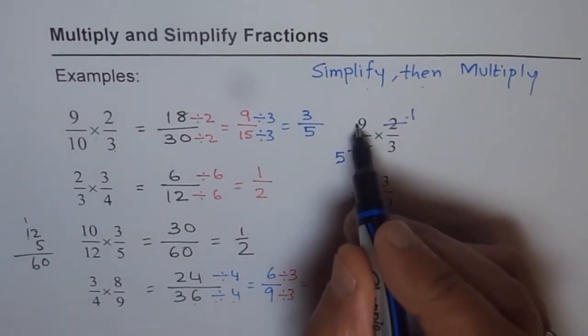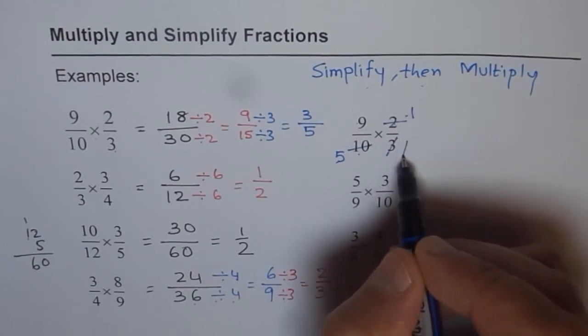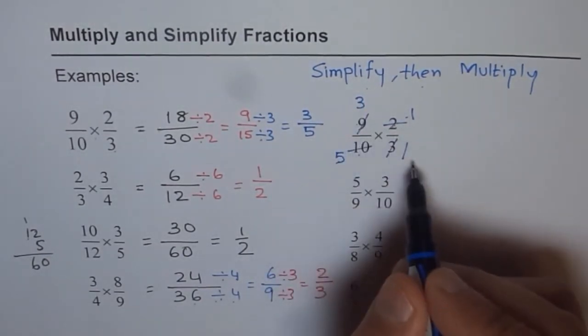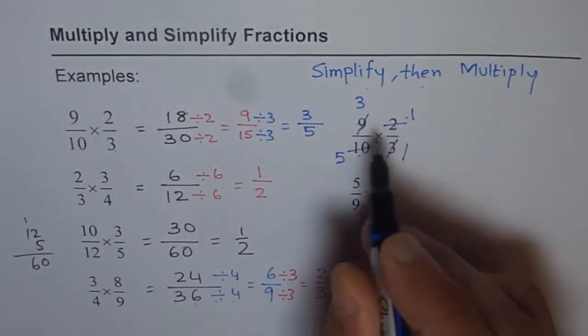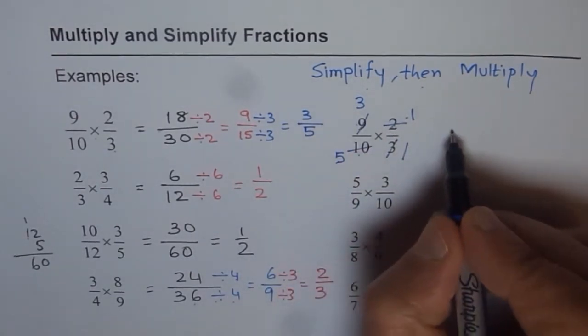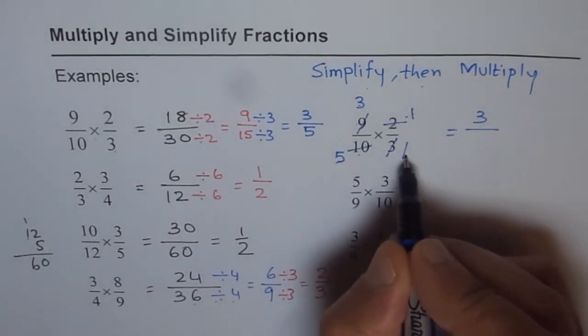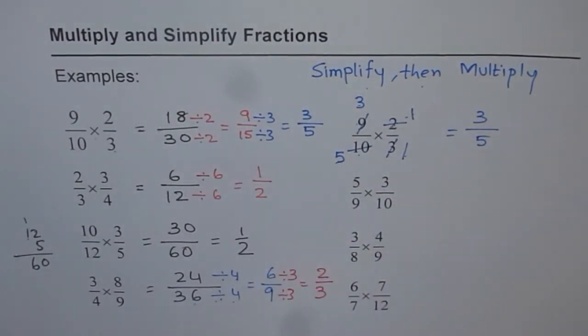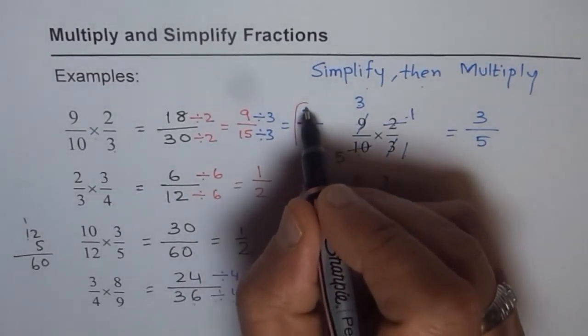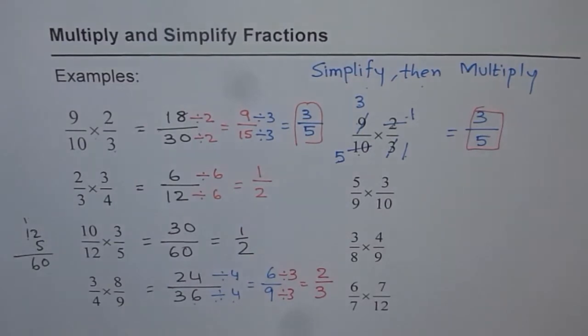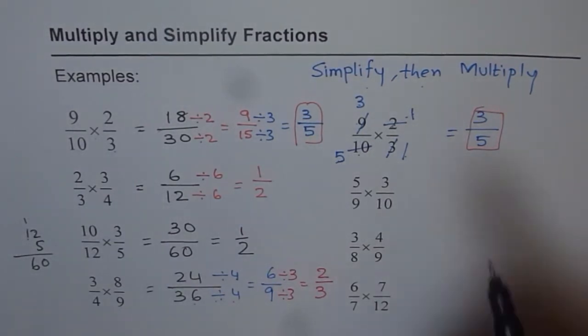Now, 3 goes in 9 3 times. So 3 times 1 is 3 and 3 times 3 is 9. So like that, we simplified our fractions. Now we can multiply. 3 times 1 is 3 and 5 times 1 is 5. Do you see we got the same answer? Yes, we did. So, do you like this method? This is much simpler, right? You don't really get into big numbers.